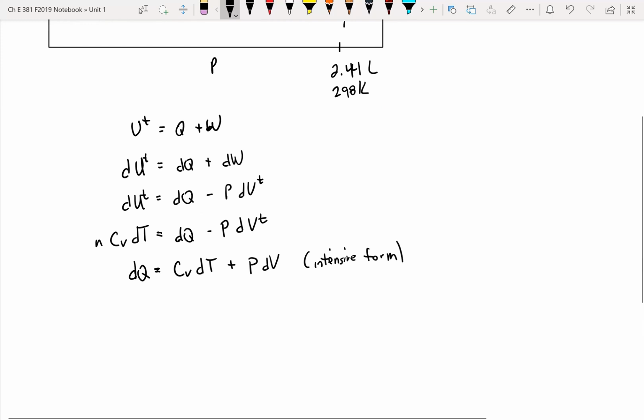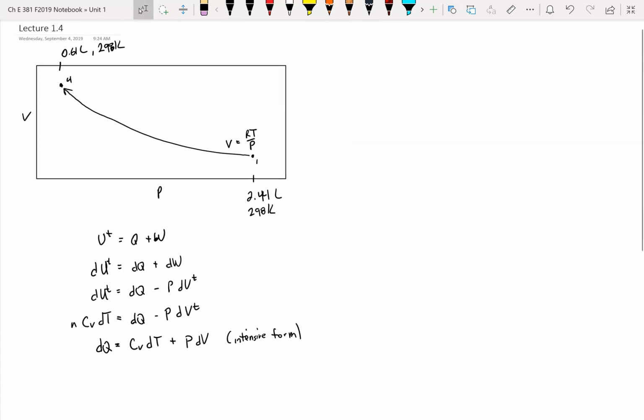So that's the intensive form. This is kind of the starting point for a lot of these various equations that we're using to calculate heat and work in these state change problems.